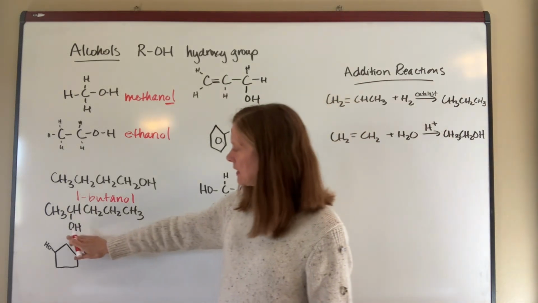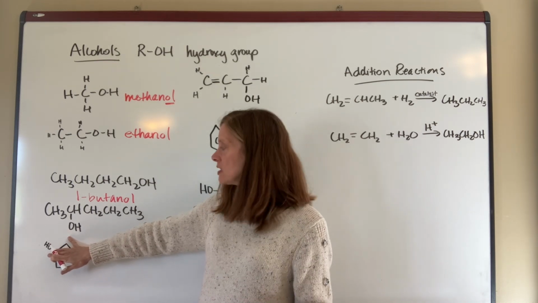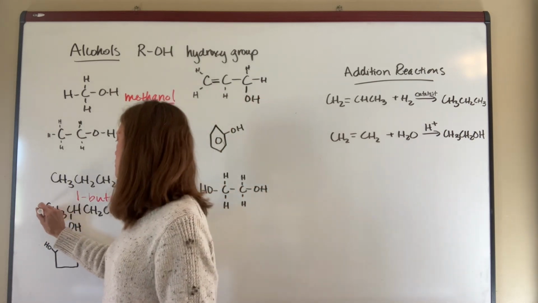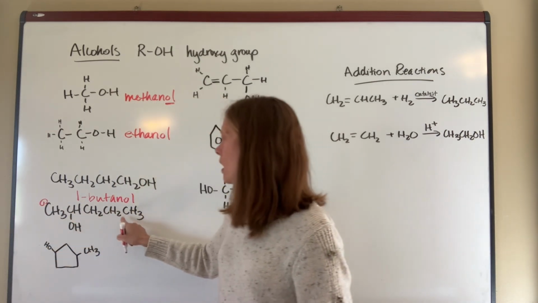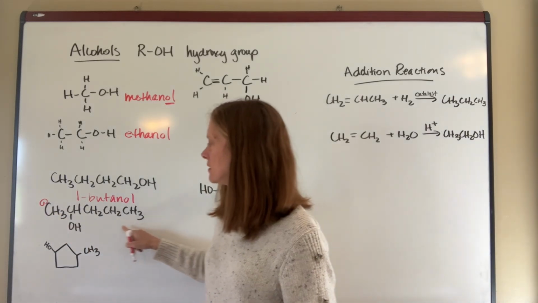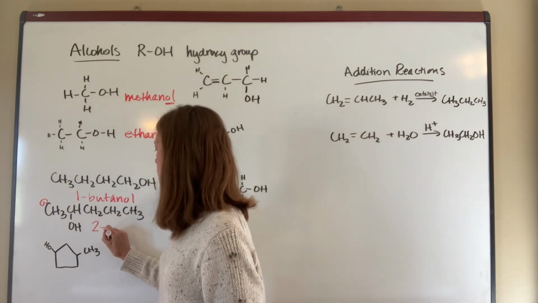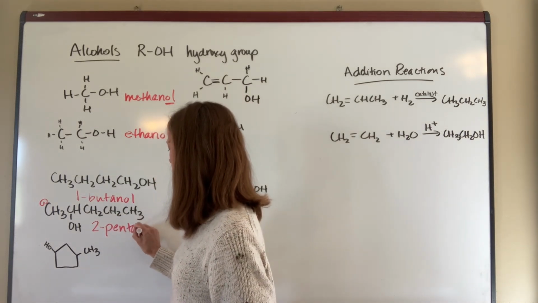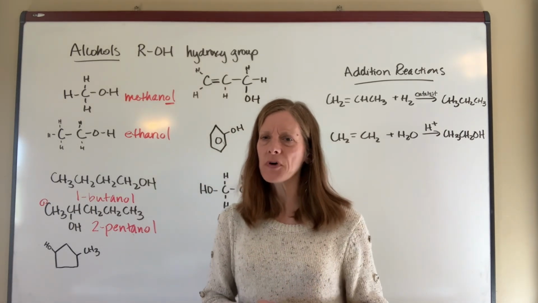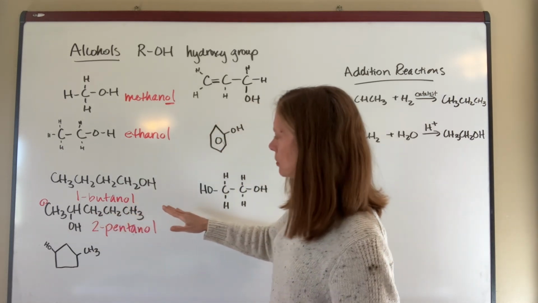If it's on here, I can see this one. And just like before, I want to number it from the end so that I have the lowest possible number. So I'm going to number it so that this is carbon number 1 and not this one, because that gives us a 2, where if I number it from this end, that hydroxy group is going to have a 4. So the name of this one is going to be 2-pentanol.